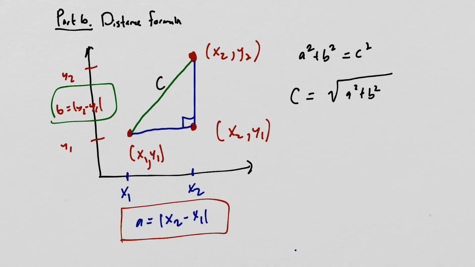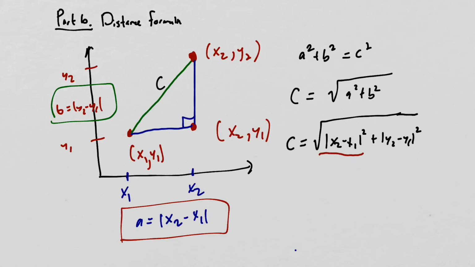Then the distance between our points x1, y1 and x2, y2 is going to be equal to the square root of the absolute value of x2 minus x1 squared plus the absolute value of y2 minus y1 squared. One thing to note is, since we have this number raised to the second power, this is always a positive number, so we can in fact drop the absolute value signs. This is because any number squared is a positive number.